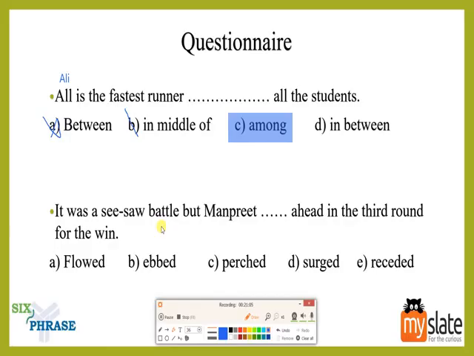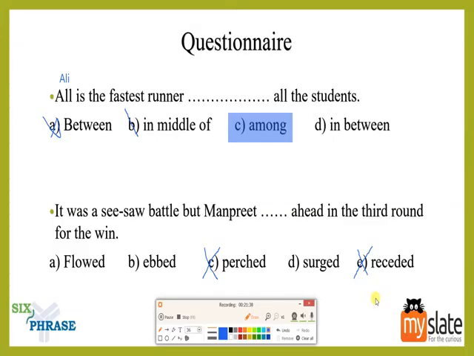But Manpreet dashed ahead in the third round for the win. It is basically like Dominic putting his car in the lower gear and accelerating, which is not at all possible, but still he does it somehow. So it was a seesaw battle, but Manpreet dashed ahead in the third round for the win. Flowed ahead, okay. Ebbed ahead, okay, possible. Perched meaning sitting comfortably, so that does not work. Surged ahead, okay, possible. Receded meaning going back, so receded is not at all possible.